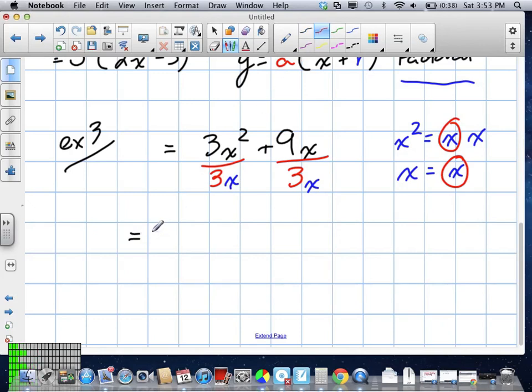So this 3x, it now goes where? Outside the brackets, right? Outside the brackets. So we have our 3x. Now here's a little more difficult part. That's why we need to know that stuff. 3x squared divided by 3x is going to give us what?